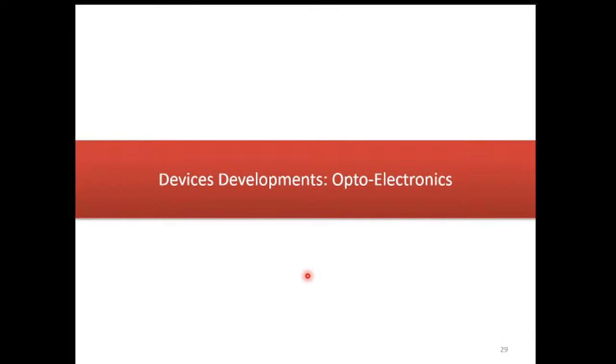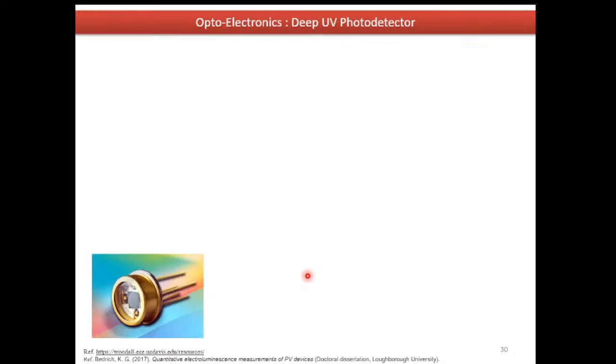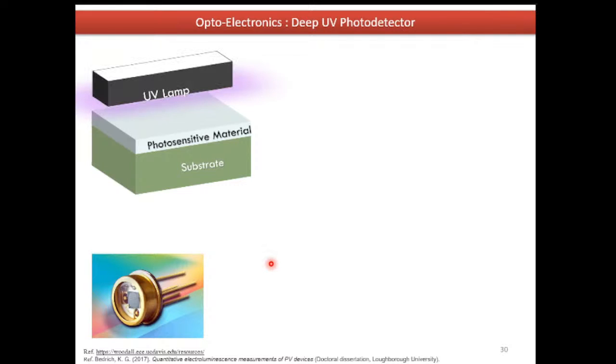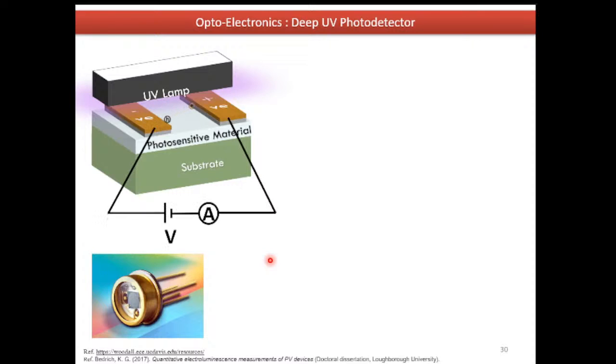So moving ahead, there are some optoelectronic devices we could develop. Here we mostly try to develop a photodetector which operates in the deep UV region. So this is a commercially available packaged photodetector. And what is a photodetector? Essentially this is a photosensitive material on a substrate, and if we illuminate this with a lamp, there will be some electron hole pair generation. Now if we metallize this photosensitive material and apply some bias, we can separate out those generated electron hole pairs under this illumination and get conductivity.